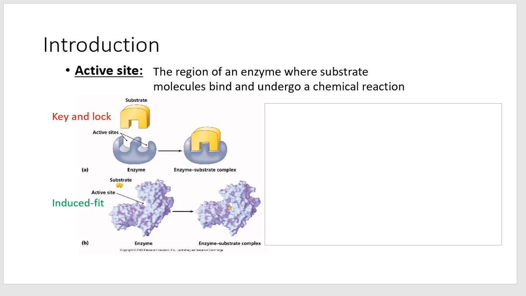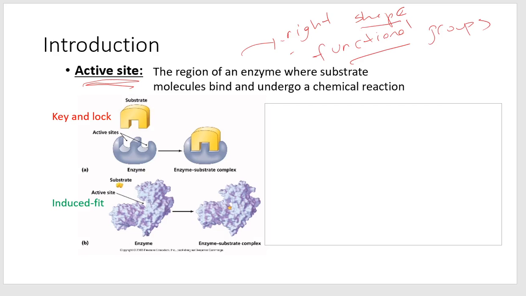So enzymes have an active site. This is the part of the molecule that has just the right shape and functional groups to bind to the substrate. It's important that it should be the right shape. And there are also functional groups on this active site. Shape is important. The substrate molecules bind to the active site of the enzyme and they undergo a chemical reaction.